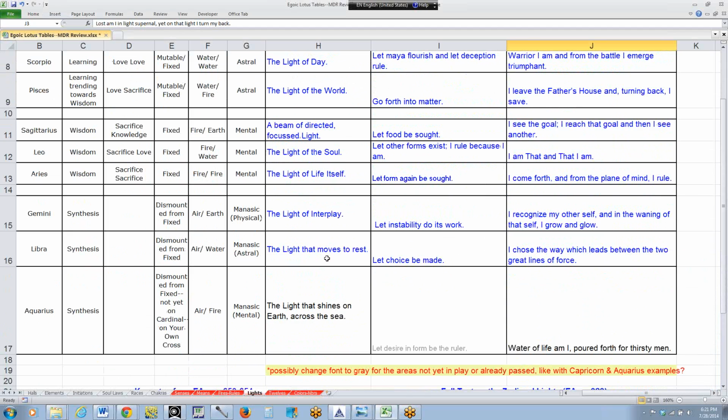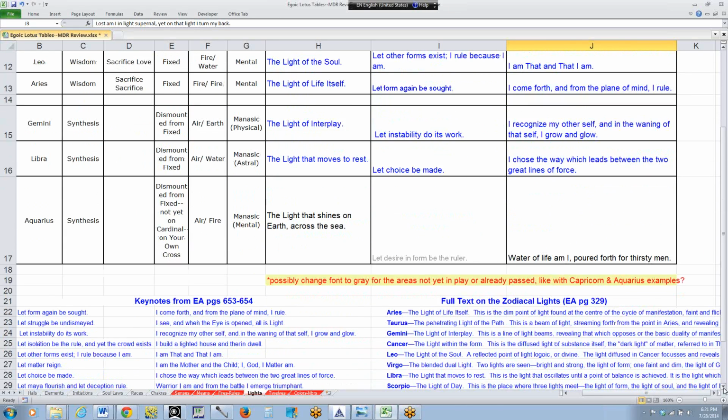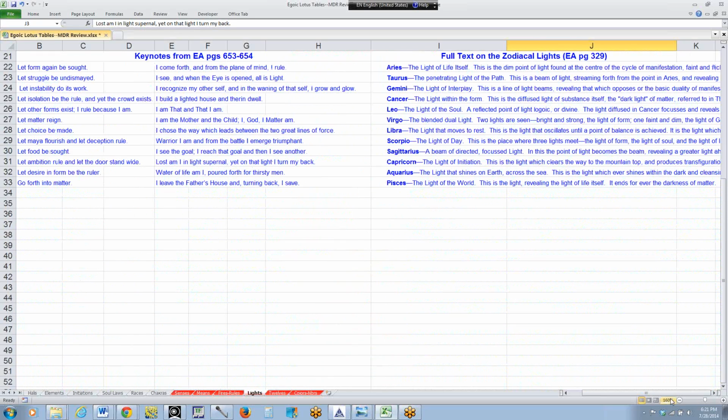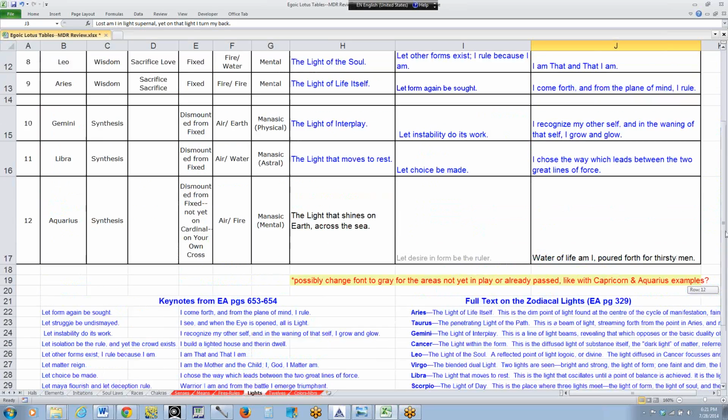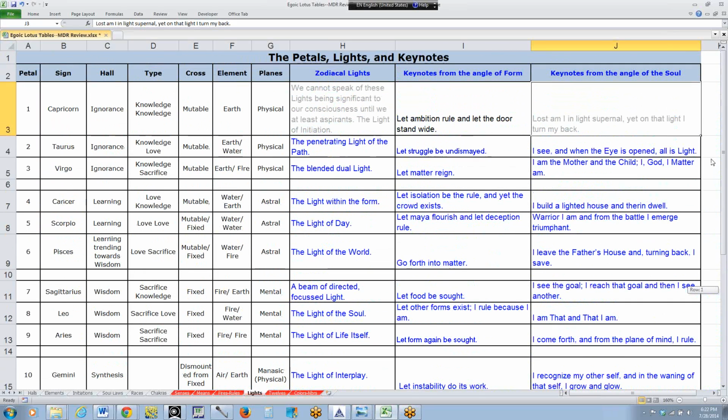But you see, we cannot really talk about these lights related to petals 1, 2, 3, 4, 5, and so forth. That's not possible. So I hope in reading this we understand that. The negative keynotes of the signs should not continue up through the petals, you understand. I don't have time to rearrange that now, but you understand what I mean. If I say let ambition rule and the door stand wide, I'm talking about the 4th and 5th, early 5th petal, and not really after, unless it's spiritual ambition.